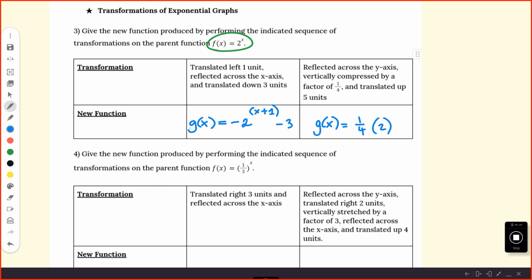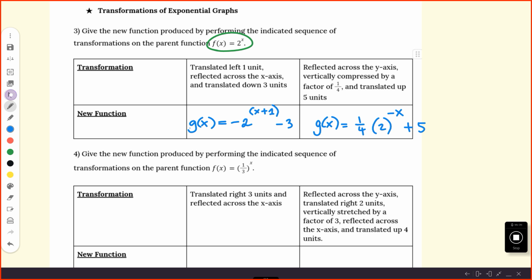And then reflection across the y, so we're going to put negative x. Okay, your exponent will be negative. And then we have up 5, so plus 5. Make sense? Okay.